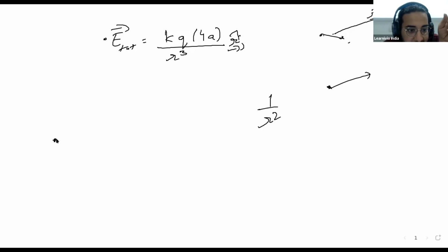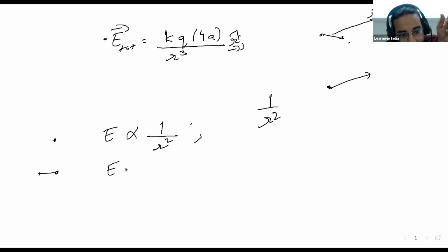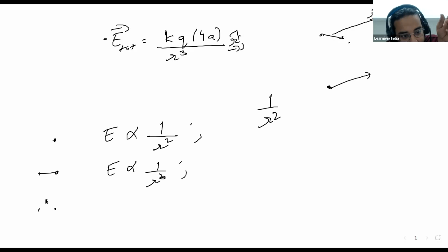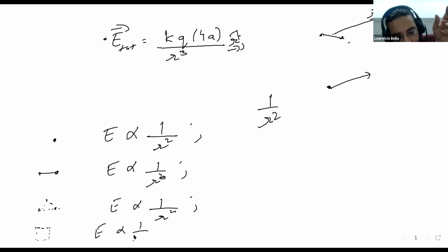If you have one charge, your electric field will depend on 1 by r square. If you have two charges, so a dipole, your electric field will go as 1 by r cubed. When you have three charges, or a tripole, you will have E proportional to 1 by r to the 4. With a quadrupole, your electric field will depend on 1 by r to the 5, and so on and so forth.